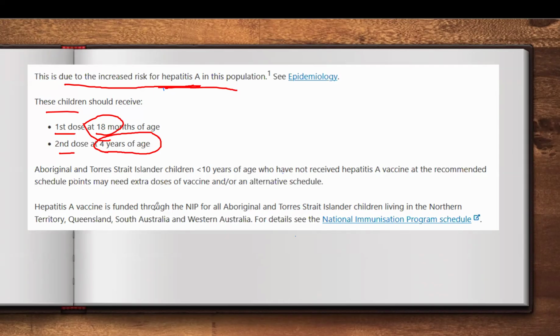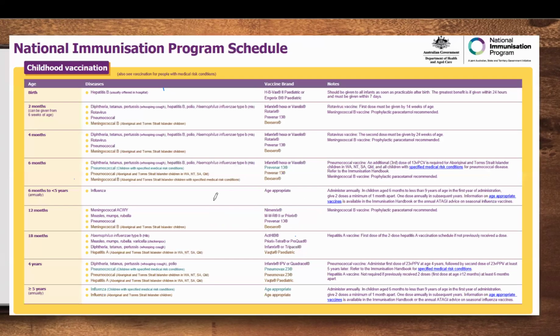This hepatitis A vaccine is funded by the government for all Aboriginal and TSI children, and it is not given to other Australians, the non-Aboriginals. This is the National Immunisation Program schedule for children. You can see here that meningococcal ACWY is for everyone. The ones written in purple are for everyone. The ones in brown are for Aboriginals; they are the extra ones. Aboriginals will also get the purple ones, but the brown ones are additional, which only Aboriginals will get. The non-Aboriginals will not get the brown-colored vaccines.